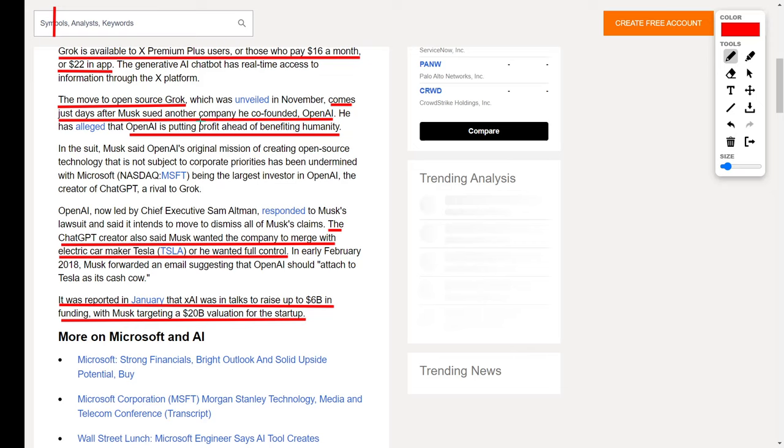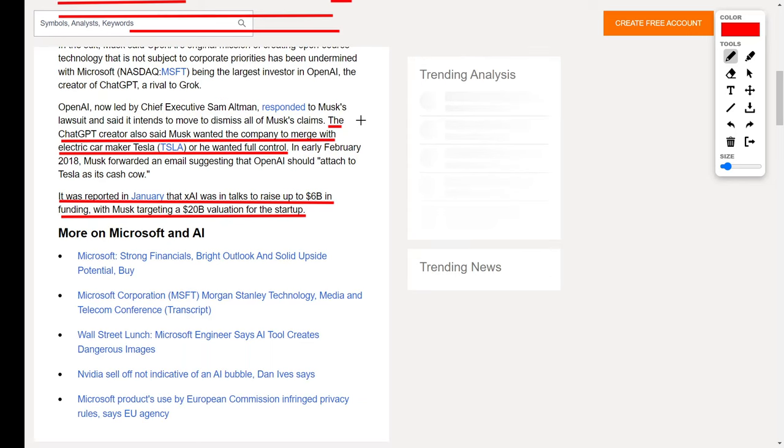The recent move to make Grok open source comes just days after Elon Musk sued another company that he co-founded, which was named OpenAI. For context, OpenAI is the parent company which created ChatGPT, and Grok and ChatGPT are competitors. Essentially, Elon Musk has a problem with OpenAI not making ChatGPT open source.